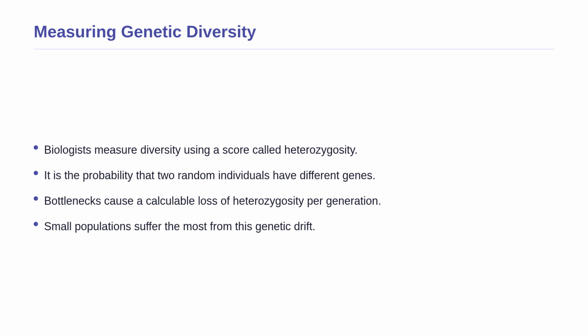When a bottleneck occurs and the population size drops to a very small number, we can calculate exactly how much of this genetic diversity is lost per generation. This allows conservationists to predict the future health of an endangered species.